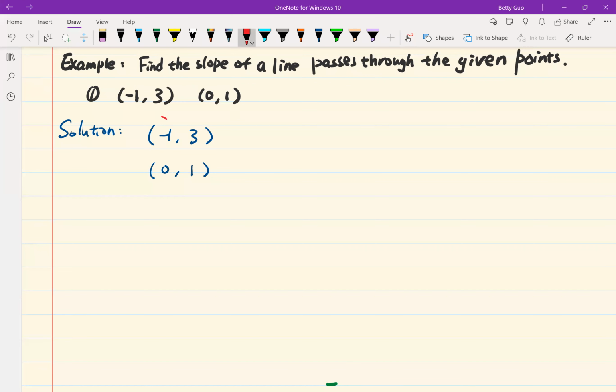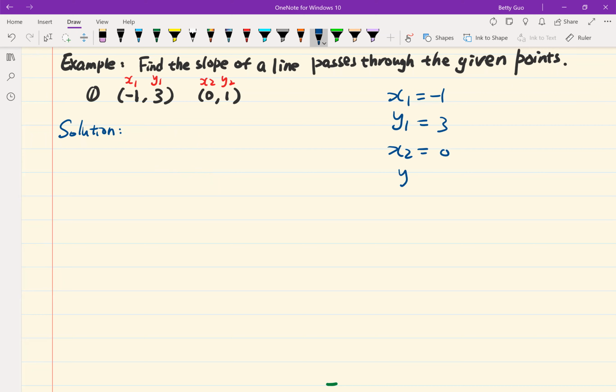Step 1 is I'm going to label. I can actually do this here. Label the 2 given points. I can label the first point as x sub 1, y sub 1. The second point is x sub 2, y sub 2. And then I will spend just a little bit of time to copy down: x1 is -1, y sub 1 is 3, x sub 2 is 0, y sub 2 is 1. Okay, that's the first thing I do. I label the 2 points as x sub 1, y sub 1, x sub 2, y sub 2.